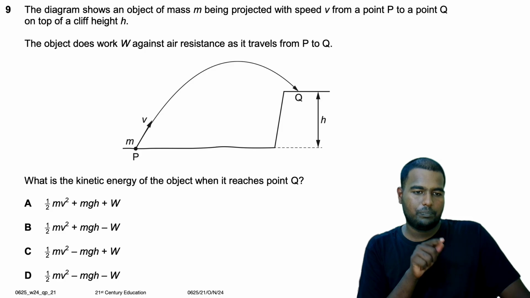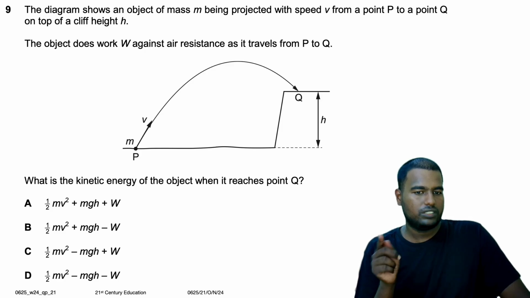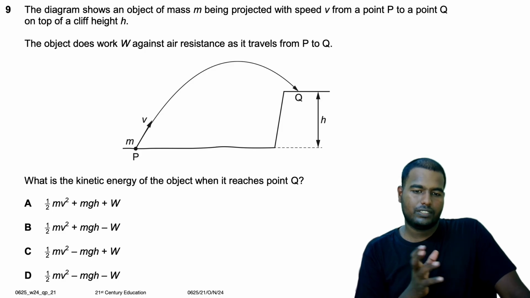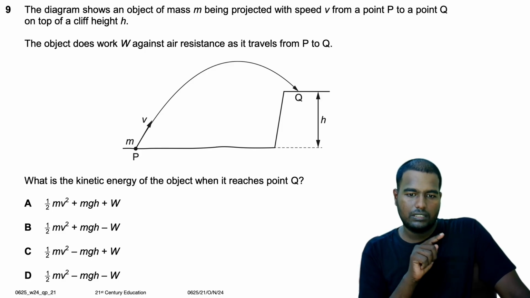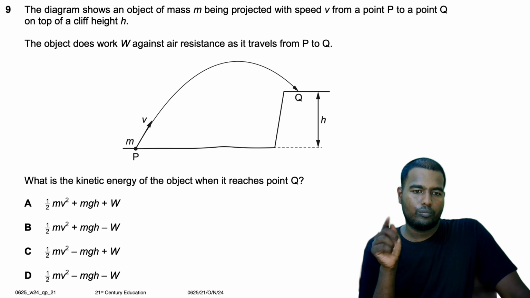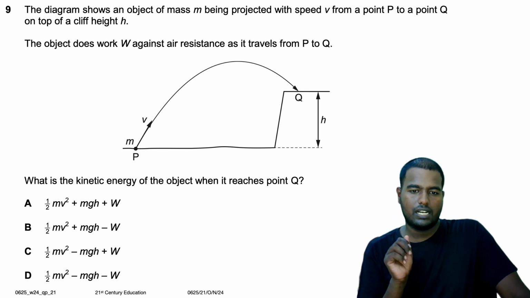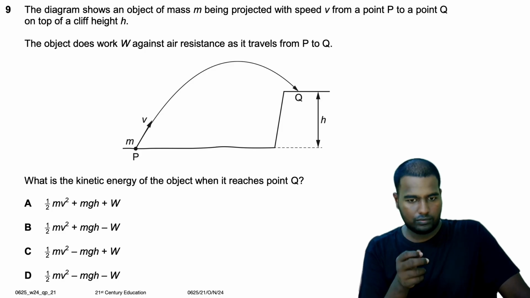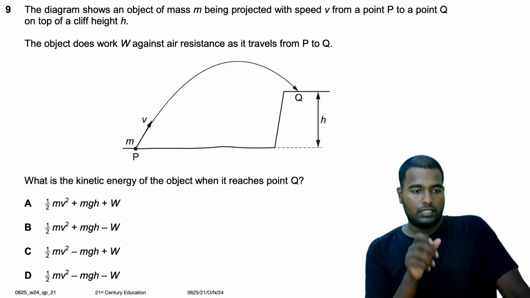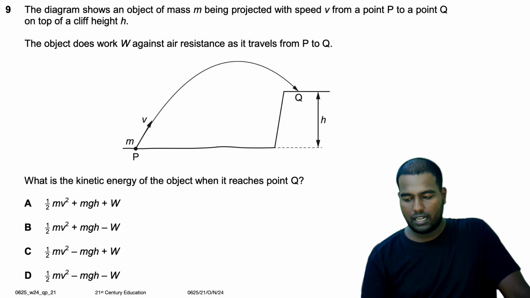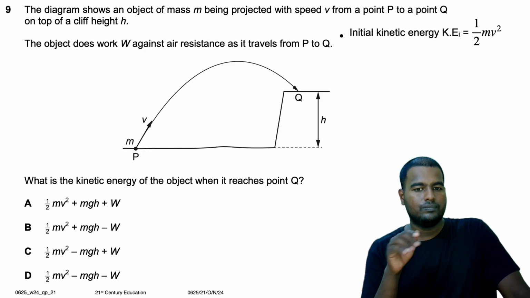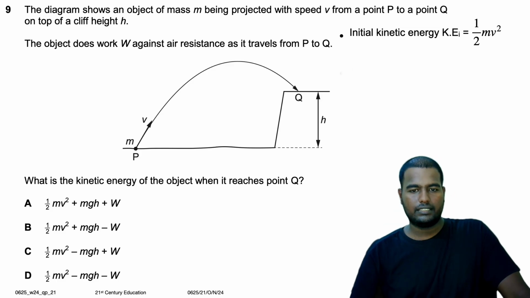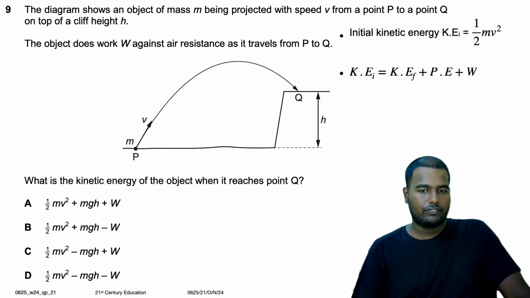Now potential energy at P is 0. Potential energy at Q is mgh. And kinetic energy at P, with some initial velocity, is half mv square. But this is not going to be the kinetic energy at Q because some energy is given to potential energy. Also some energy is given to the work done against the air resistance. Now the initial kinetic energy half mv square is equal to the potential energy plus the final kinetic energy plus the work done against the air. Right? They are asking the final kinetic energy.